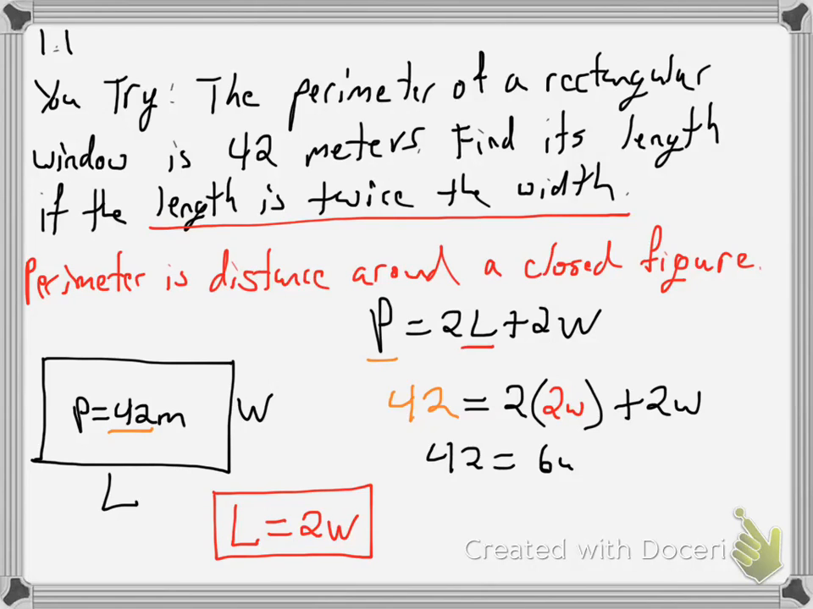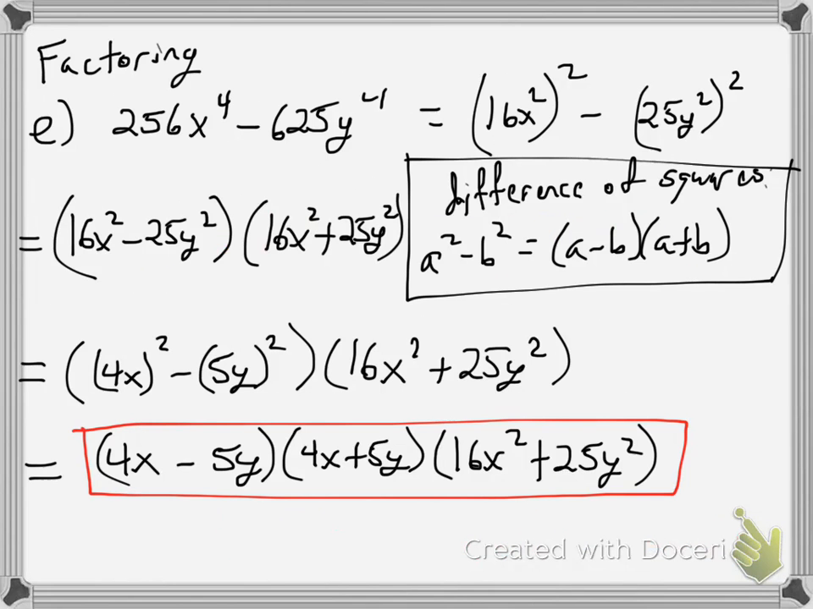Combine like terms on the right and divide by 6. And we get the width is 7 meters when we do that. But they asked for the length, so double the width to get the length because the length was twice the width. All right. Let's see what else we got on this one.